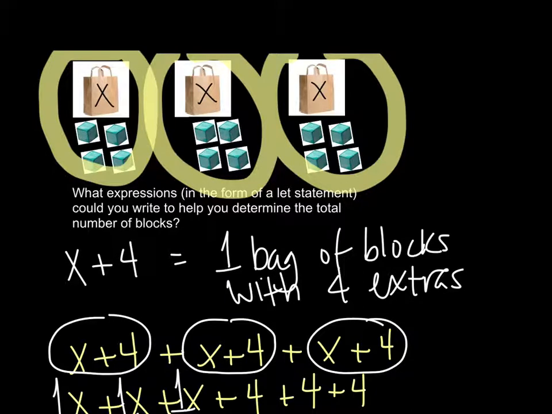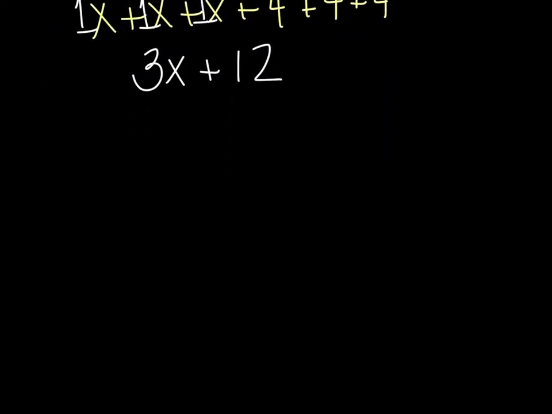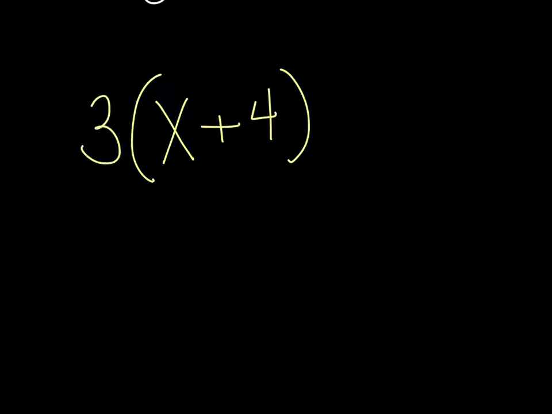Do you have another way that you might be able to write this down? We're looking for a quicker, shorter way than having to write this repeated addition over and over again. You could identify that we have one bag with 4 extra blocks, but we have 3 groups of them. So that gives us 3 multiplied by the quantity of x plus 4. And this is where the distributive property comes into play.